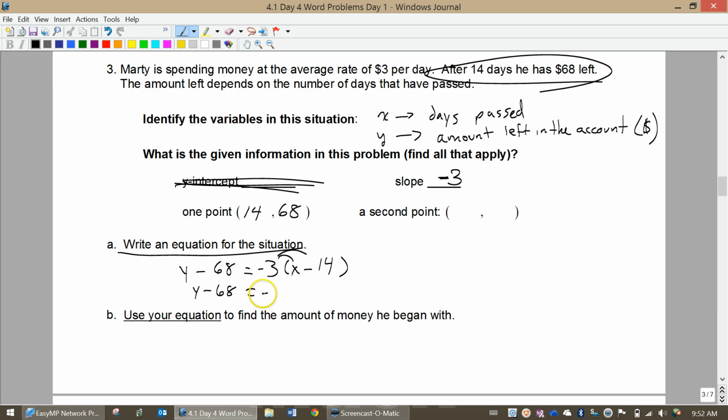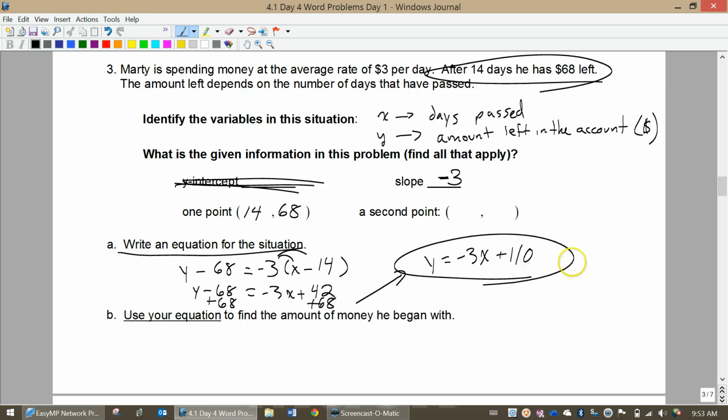So we distribute -3, and that would be 42. And then we kept solving it, plus 68. Why do we keep going? If you look at the flow chart, there's a statement about where to end. It says, if I don't specify, I want you to leave it in slope-intercept form. 110. Plus 110. That's our equation.